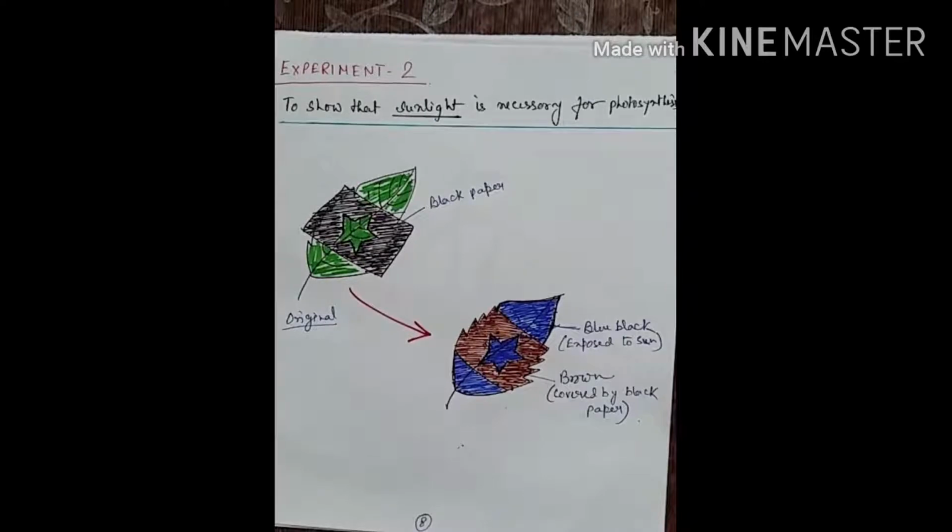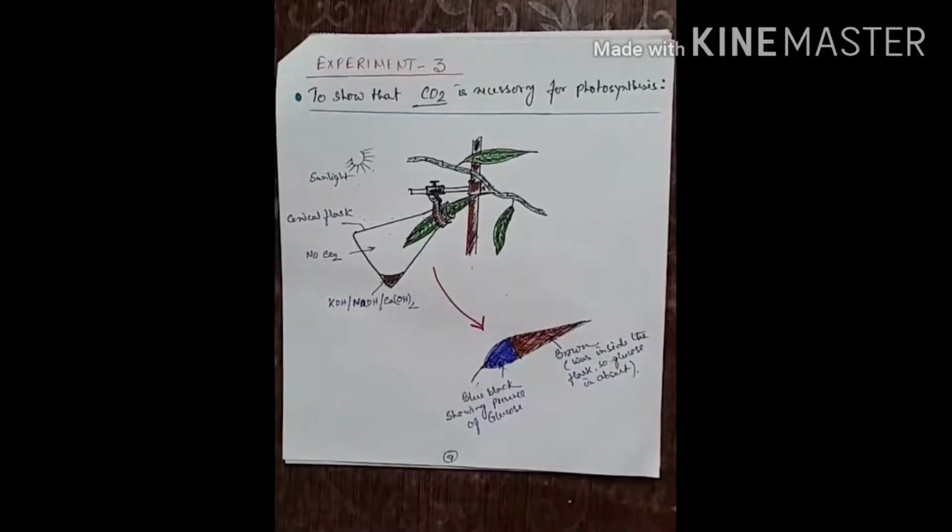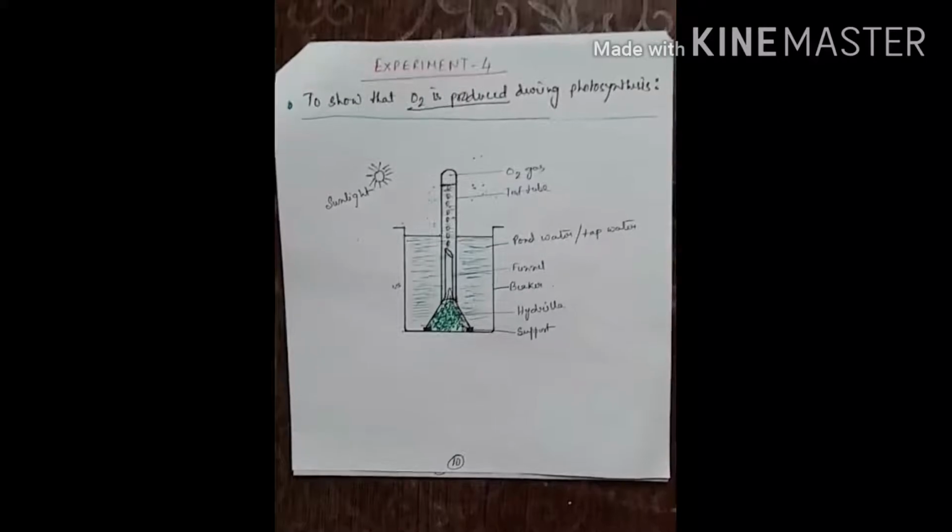Next experiment to show the sunlight is necessary for the process. This experiment to show the carbon dioxide is necessary for the photosynthesis. The explanation parts you will get from the last video clipping of the photosynthesis. And this one is to show the oxygen is produced during photosynthesis.